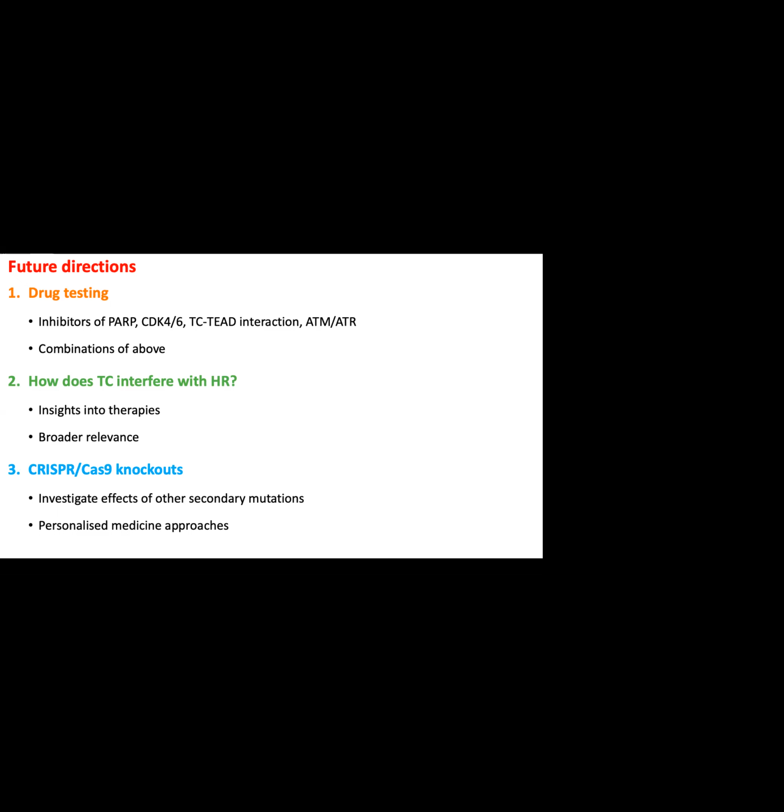And because we've shown that the CRISPR-Cas9 knockout is successful in these cells and is relatively easy to do, we could then use this model to investigate the effects of other secondary mutations that are maybe found in other patients, which could then allow more personalized testing of medicines.